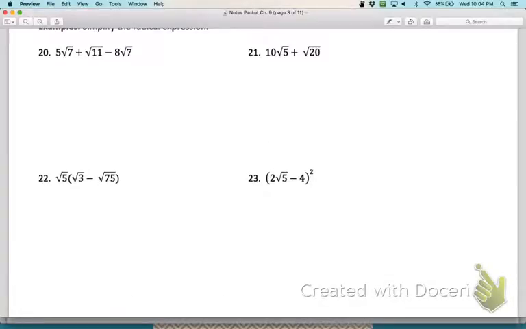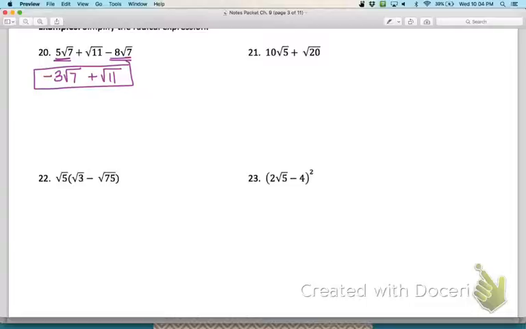So for number 20, you see that I have a pair of like radicals. I have 5 square root of 7 and negative 8 square root of 7. So 5 and negative 8 gives me negative 3 square root 7. And then the square root of 11 doesn't have any matches, so it's going to stay exactly the same. So I get negative 3 square root 7 plus the square root of 11. And that, folks, is the answer. That's all you can do with it. You can't simplify it more than that.